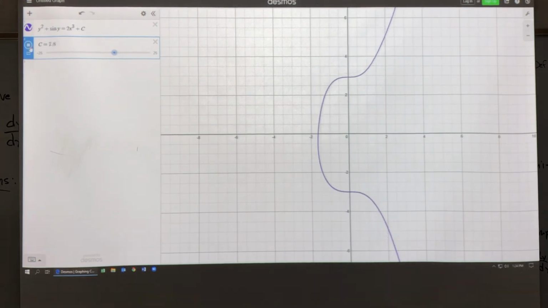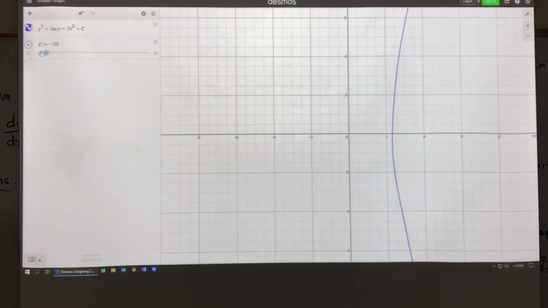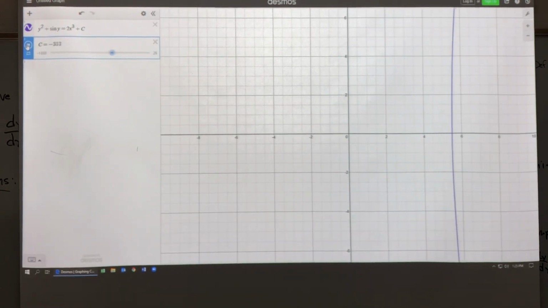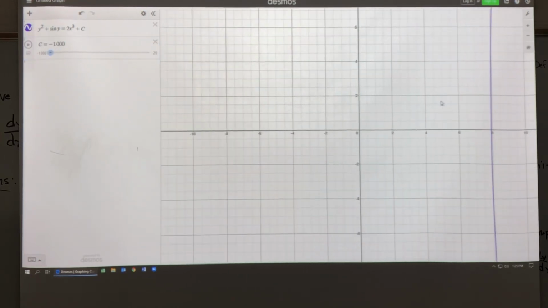It's interesting that when the constant is getting large negatively, I'll slide it manually, this almost ends up looking like a vertical line, which makes me wonder if there's something to that. So I'm going to go -1000 and really go crazy with this constant and see what happens. It looks like it's getting practically vertical. Zoom out.